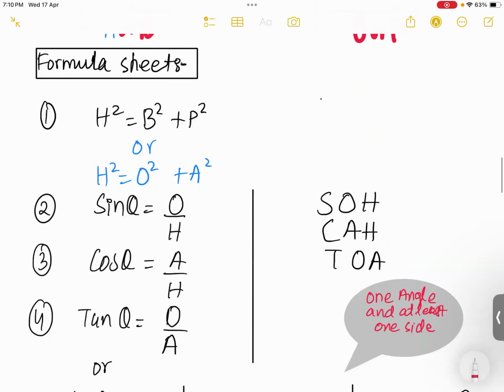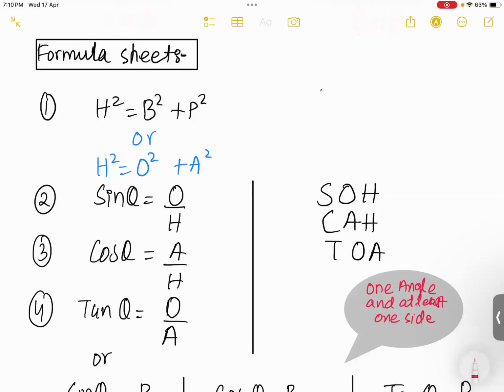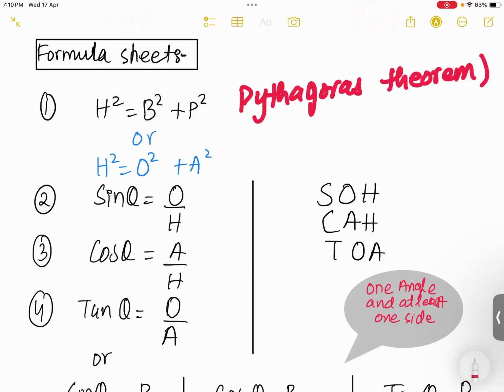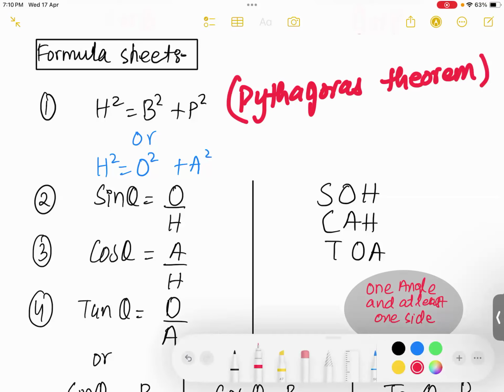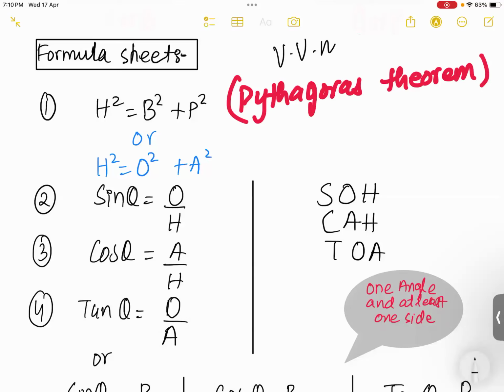Now, we need to understand the 5 formulas used in a right angle triangle. The first formula we use is the Pythagoras theorem. This theorem is very, very important from the exam point of view. Why is this important? Because it is part of trigonometry, it is part of algebra, it is part of vectors, it is part of mensuration as well. Hypotenuse square is equal to base square plus perpendicular square, and identification of hypotenuse is very much important.